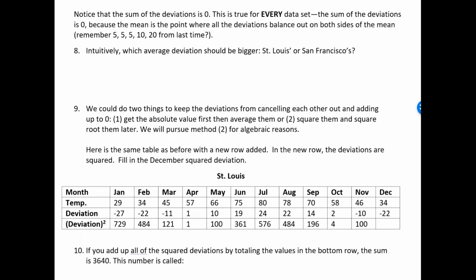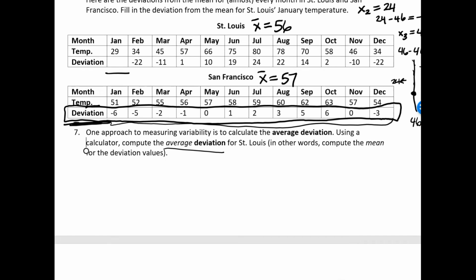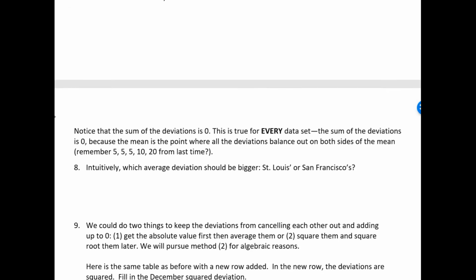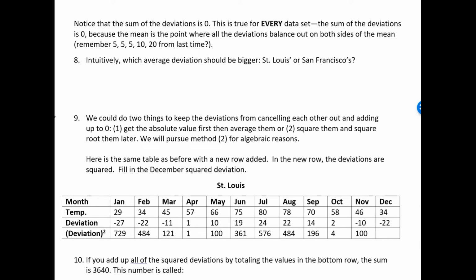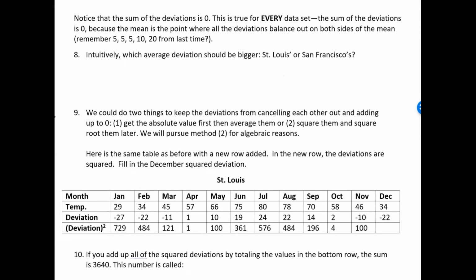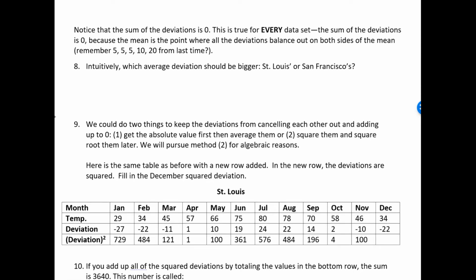Right? So the sum of the deviations, if you add them all up, then you should have gotten 0, whether you added up these deviations or these ones. So this isn't really a trick. It's true for every data set. The sum of all of the deviations is always going to be 0. Why? Well, because of what we talked about last time. Because the mean is the point where all the deviations balance out on both sides.